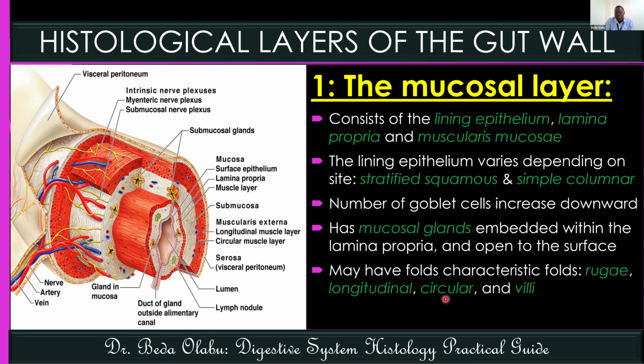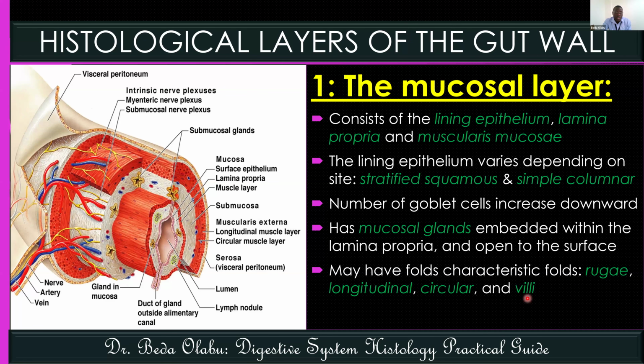Now, these circular folds may also be of different amount depending on the segment. For example, for the small bowel, the jejunum has the highest amount of circular folds, and so we use that sometimes to distinguish between the jejunum and the ileum and the duodenum, for example.